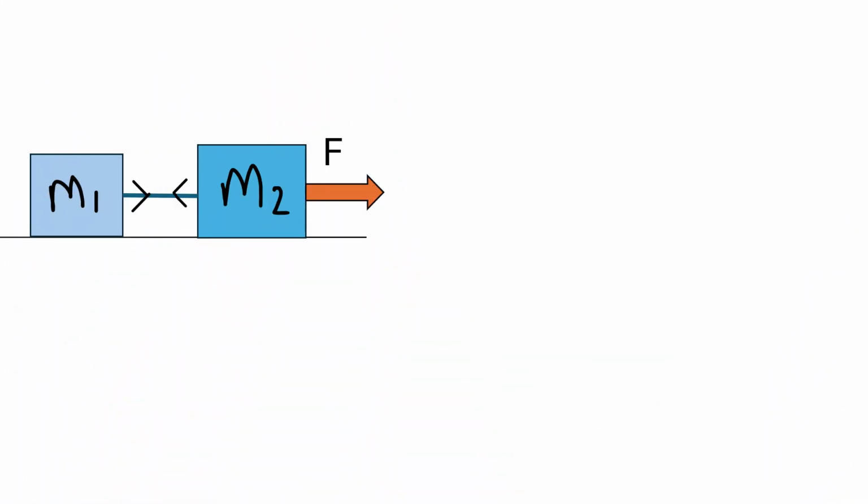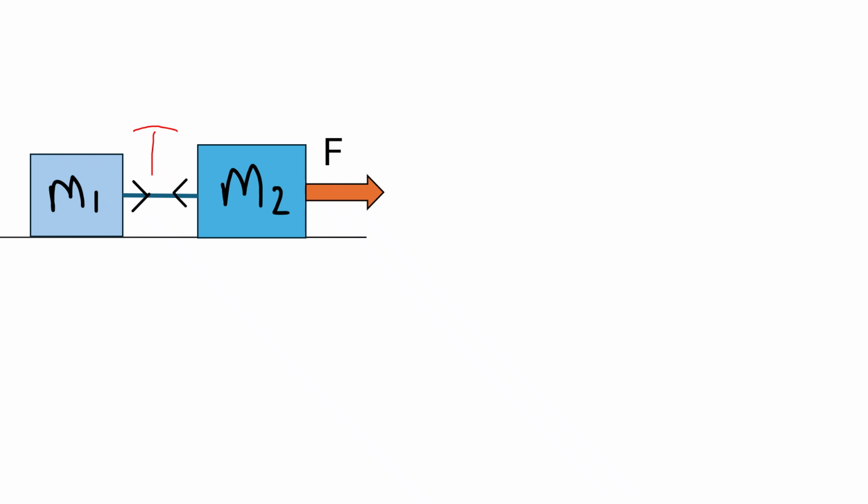So here we have two bodies, M1 and M2, and a force F is acting on M2 to the right. Now we are to find the acceleration and the tension in the string. So they are connected by a small string here. I don't know if you can see this string. Very small. And there's a tension in the string. Okay. How do we do it?